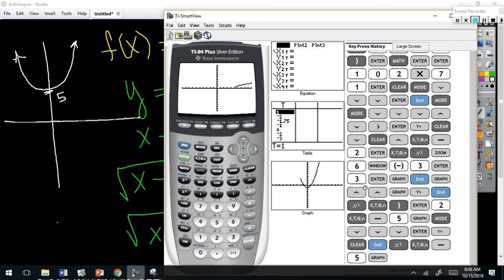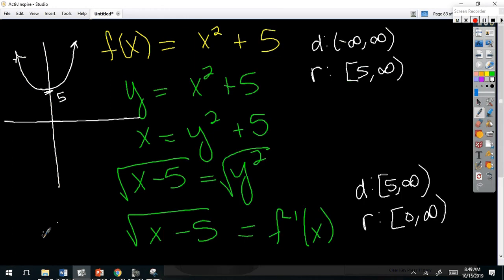All right, look at the inverse graph. The domain is left to right, so 5 to infinity. The range is bottoms up, 0 to infinity. Do you see that? 5 to infinity, there's your domain, there's your range. How do we get the domain here? Because you could look at this and say, okay, remember, x minus 5 needs to be bigger than or equal to 0.